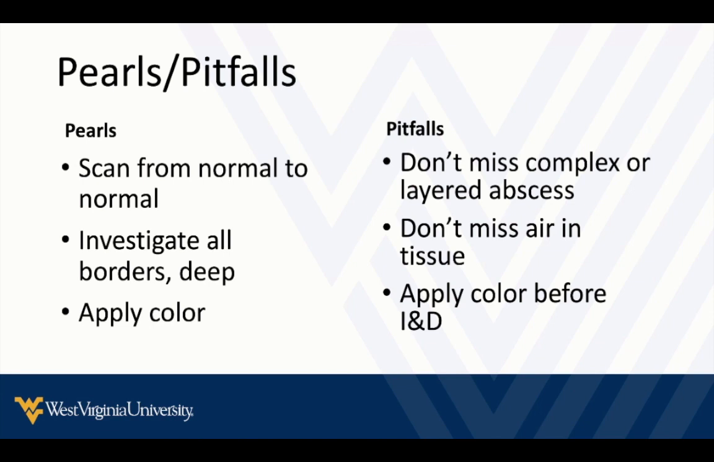Don't miss fluid because it's layered or complex. Remember, lots of abscesses are not round pockets. They're complex, they're loculated, and sometimes you'll see a little lesion and it'll track deeper than you think. So make sure you see the full depth and the posterior borders of any lesion or structure that you're concerned about. Don't miss air in the tissue. Hopefully with some of these images you won't miss air, you'll recognize it and know how to manage that. And like I said before, and over, apply color before you decide to I&D anything.